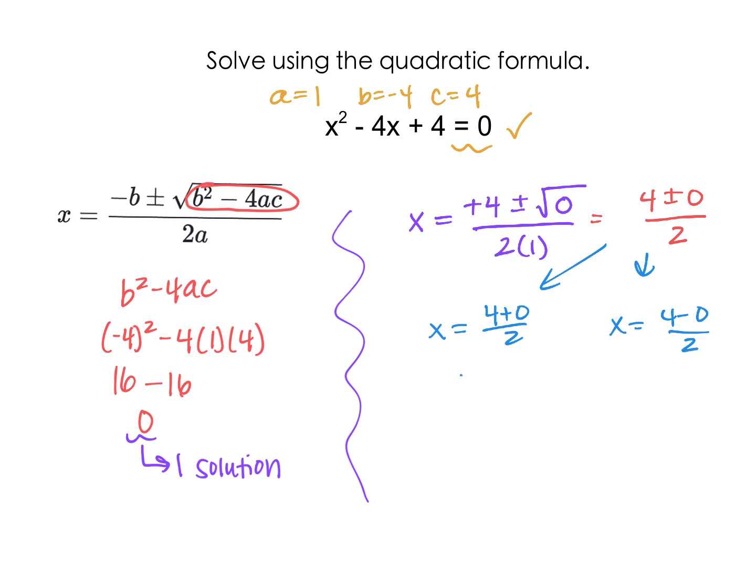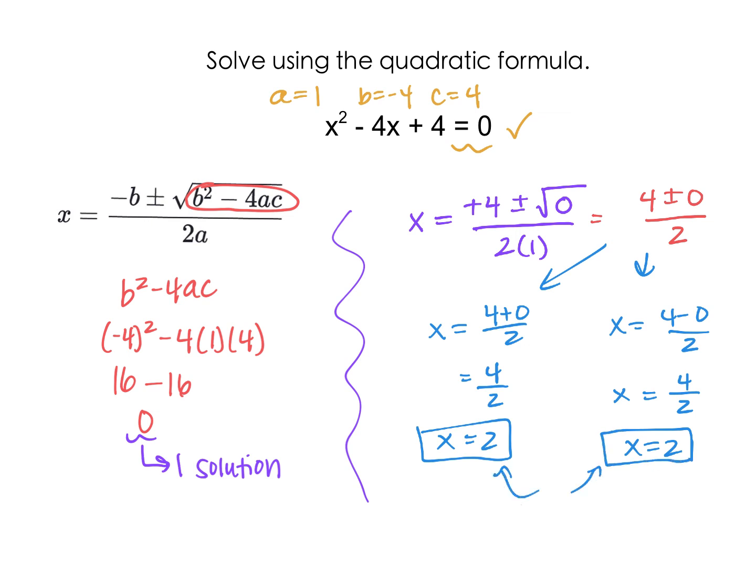It's repeated. 4 plus 0 is 4. 4 over 2 is 2, so my first solution is 2. Similarly, 4 minus 0 is 4 over 2. Leaves me with a repeated solution of 2. So, same value means there's only one solution. And that's because adding or subtracting 0 gives you the same value in the numerator.